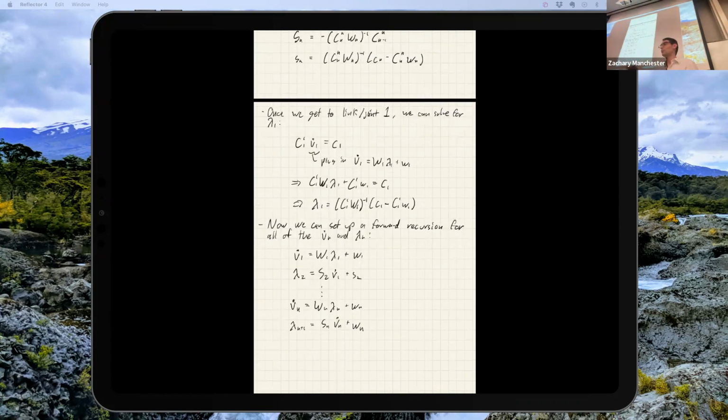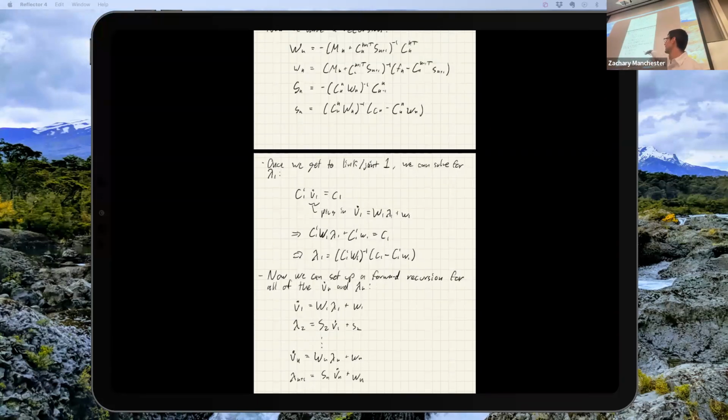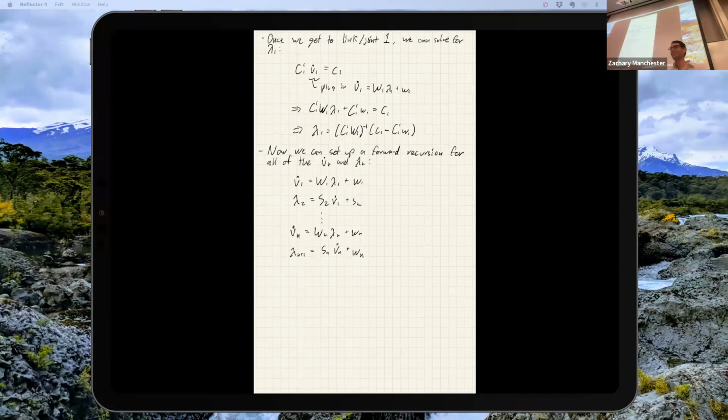So you end up with a backward recursion for the W's and S's, like these matrices and vectors that you solve for. You get to the end, you can solve for lambda 1, and then you plug that in, and now you have a forward pass that goes back down and plugs in alternately lambda and v dot, to get all of the constraint forces and dynamics. And that's it. Okay. Questions about that?